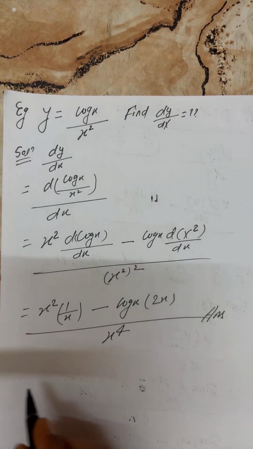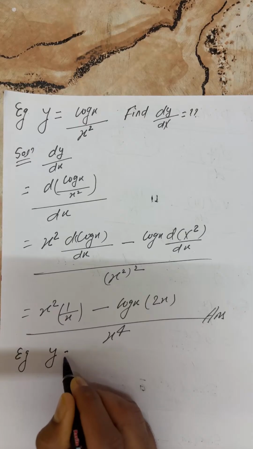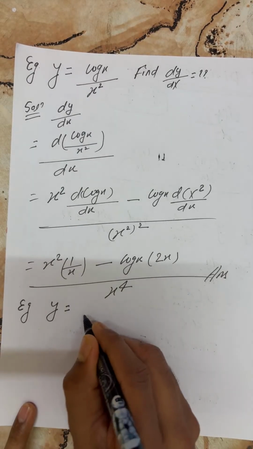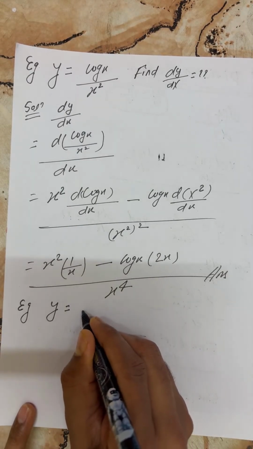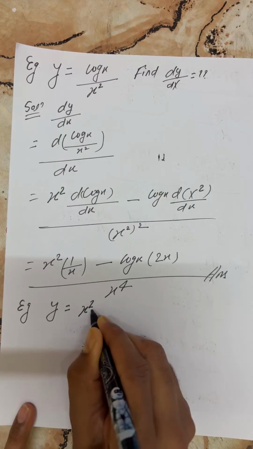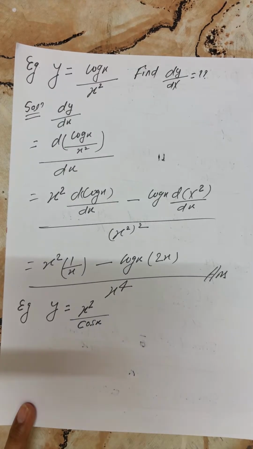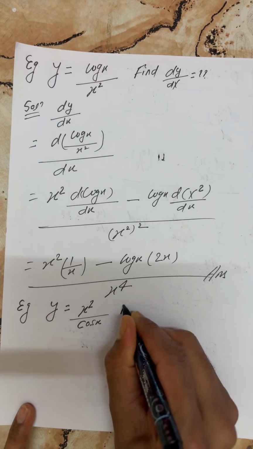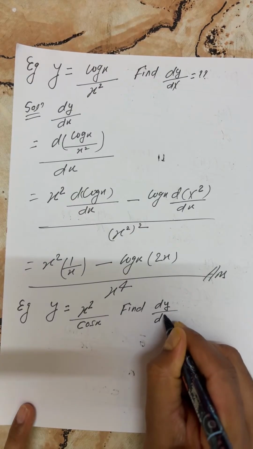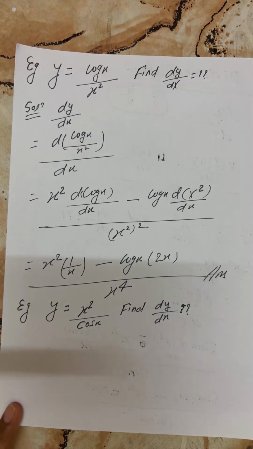Okay, now have a look at the next numerical based on this. What, kids? y is equal to x square upon cos x. x square upon cos x. What is the question, kids? Find dy by dx. We have to find dy by dx.